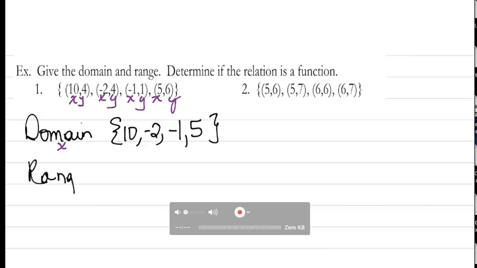Then I go to my range. For range, I'm looking for the y values. So I'm going to use my little set notation, those little squigglies, or the braces, as they're called. And I go and I grab my y values. I have a 4. I have another 4. Once I write that 4 down one time, I'm not going to have to write it twice. So I have a 4, I have a 1, and I have a 6. Now I have to figure out if it's a function.